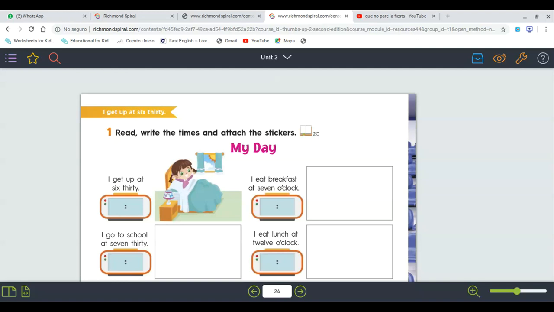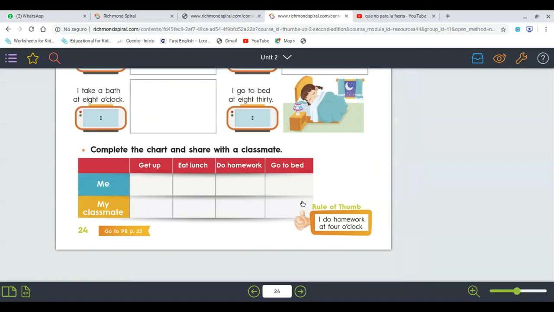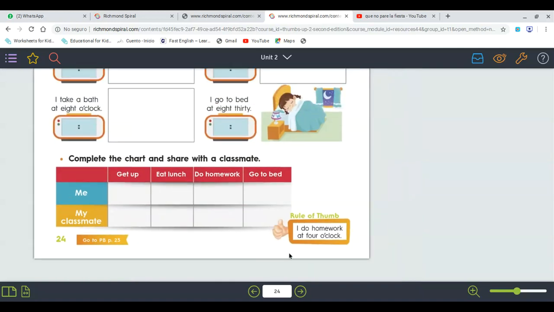Nos quedamos 17, son las 5 de la tarde, ¿verdad? It's 5 p.m. It can be 5 a.m., the difference between a.m. and p.m. Or in this case, you are going to use a clock, and depending on the day, you are going to know what time it is.